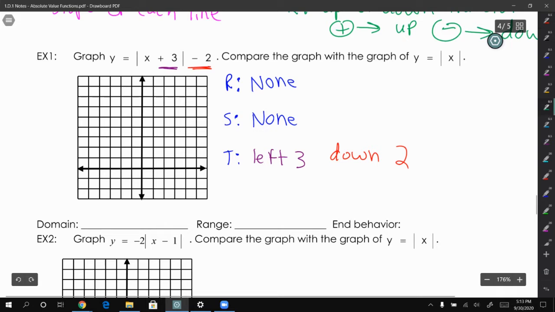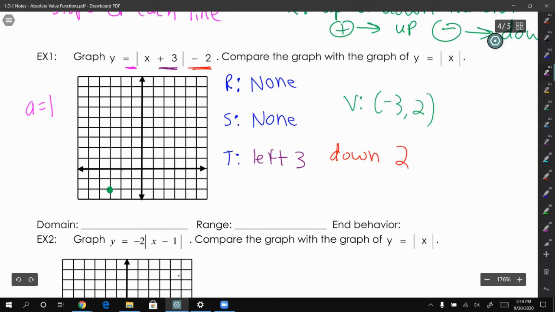So that's where our vertex is going to be. Our vertex is going to be at negative 3, negative 2, right here. Now, what we do is we look at our slope, or the number in front. The number in front is that invisible 1. So our a value is 1. That means from our vertex, we're going to go up 1 and right 1, up 1 and right 1, and keep going. And then back from our vertex, we can go up 1 and left 1. And when we connect these dots, that's how we get a V shape.